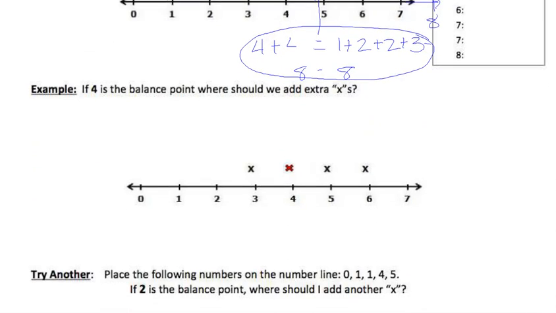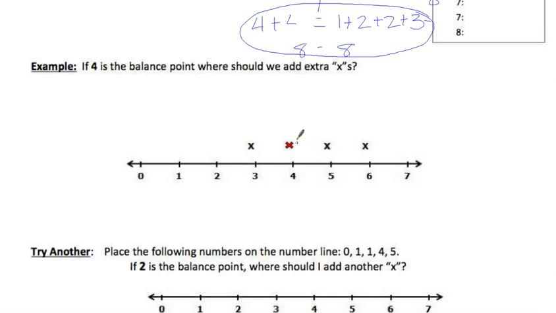Now, here's where it starts to get a little bit tricky. If 4 is the balance point, so here is our balance point, where should we add extra x's? So, first thing that we need to do is figure out what math we have going on here. So 3 is 1 space away from our balance point. 5 is 1 space away, and 6 is 2 spaces away. So if we do the balancing here, this equals 3. This is only equal to 1. So what do I need to add to 1 to get to 3? Well, I need to add 2 spaces.